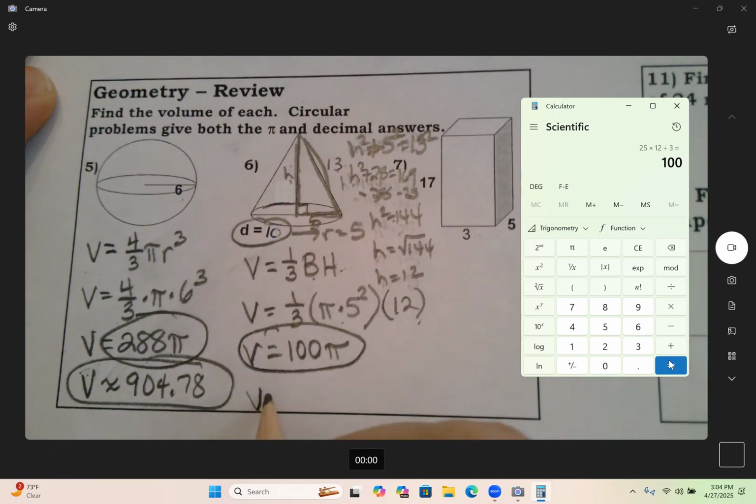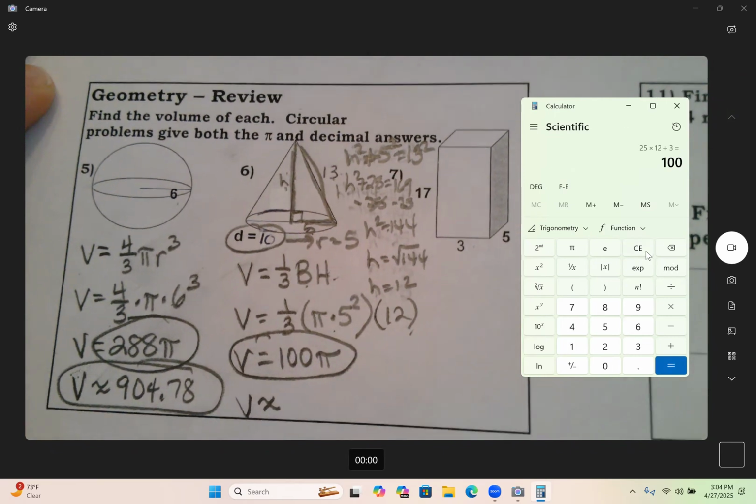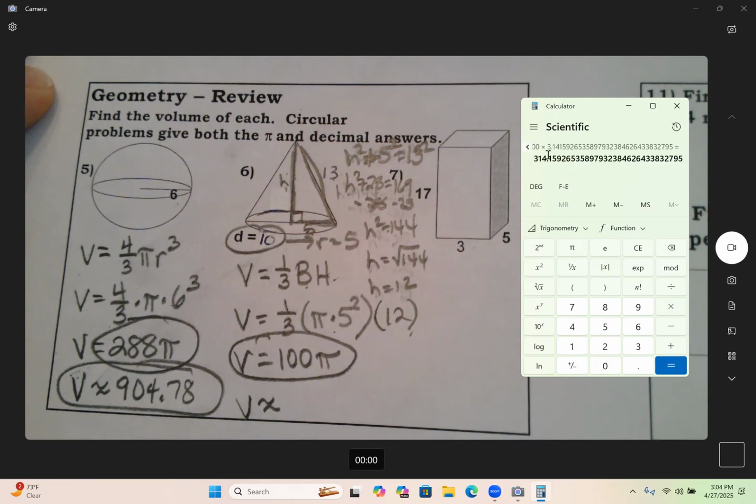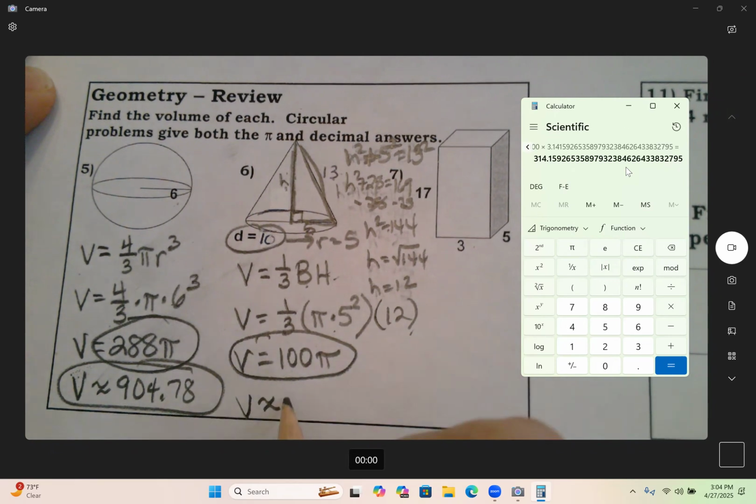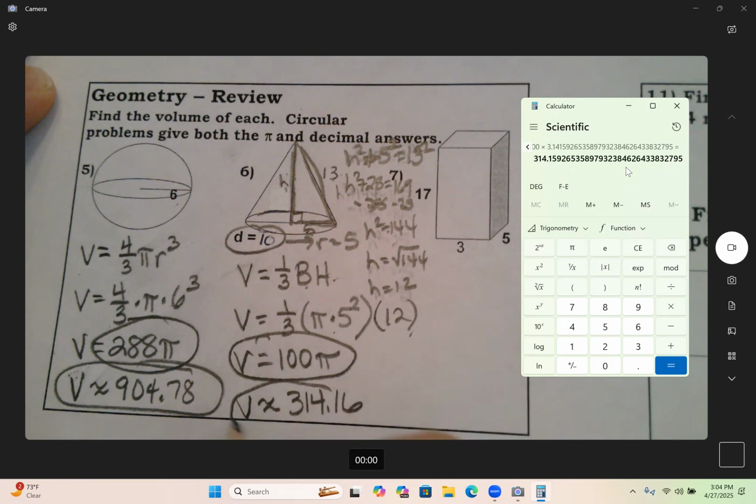And then I need to get a decimal answer for that. So I'm going to do 100 times pi key equals, now it says 314.159. That 9 is going to become, make this 314.16. Okay.